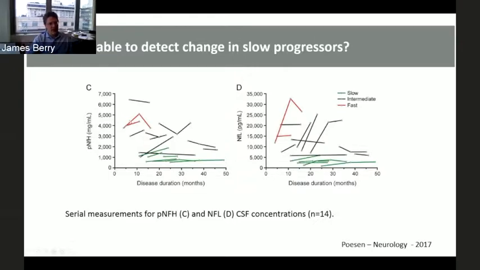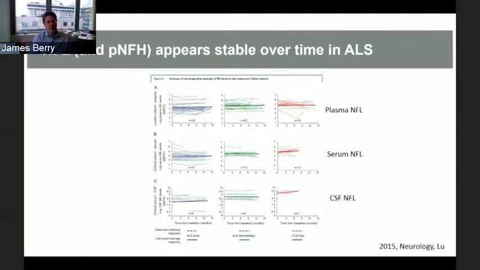There's variability in the fast and the medium progressors, but they're all elevated. And if we could bring these down to low levels, I think we would have a convincing case that we should move a drug forward. The other thing is that I've said it, but here's some data to show that neurofilament appear to be stable over time in plasma, serum, and CSF. This is neurofilament light. The data are similar for heavy.